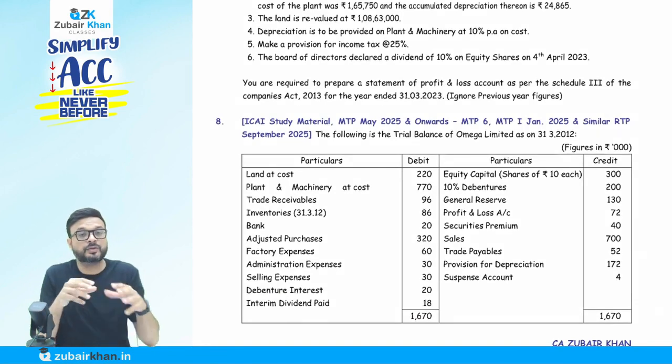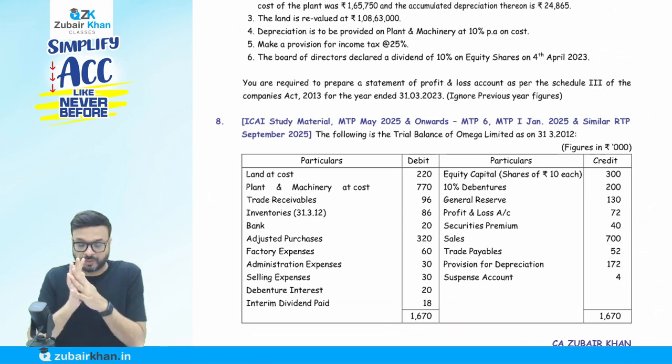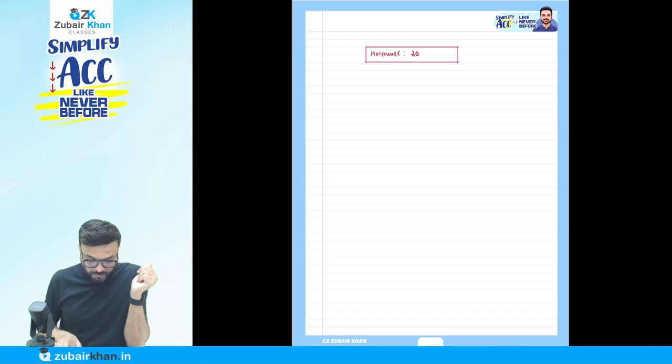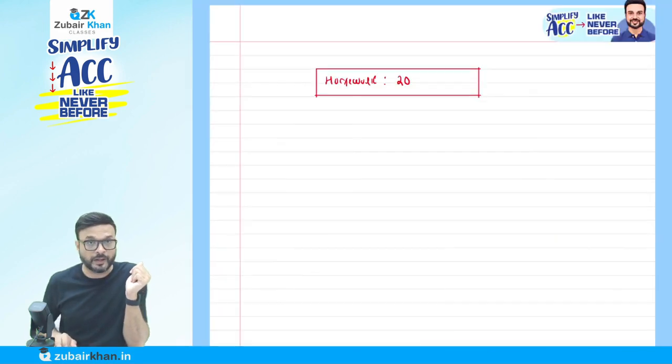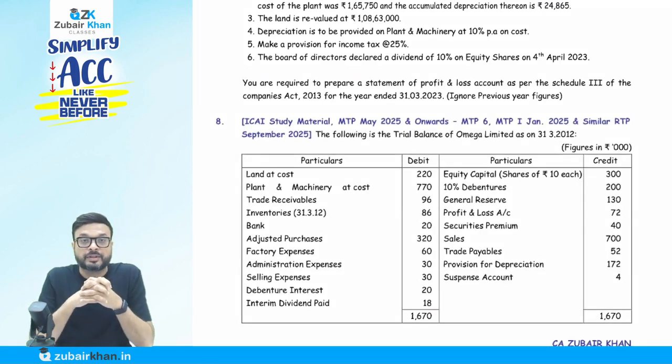Now, in this question, we are going to prepare both the balance sheet and the profit and loss account. I hope you have done the homework. In our previous session I gave homework question number 20. Now come to question number 8. This question is in the ICAI study material, mock test paper May 25 and onwards, mock test paper number 6, mock test paper number 1 January 2025, and similarly in RTP September 2025.